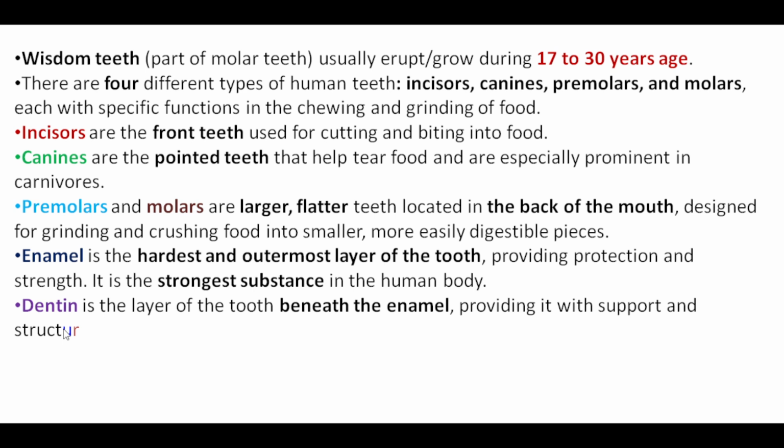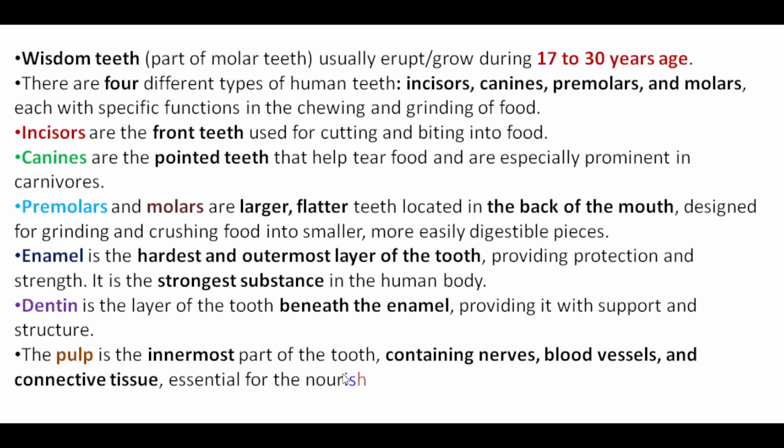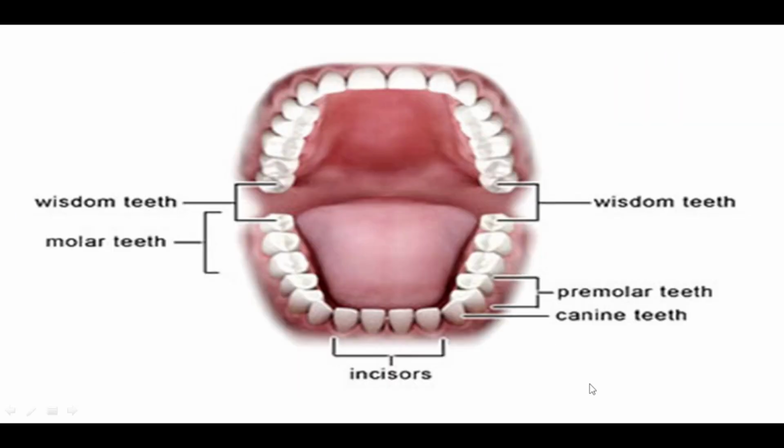Dentin is the layer of tooth beneath the enamel, providing it with the support and structure. The pulp is the innermost part of the tooth, containing nerves, blood vessels, and connective tissues, essential for the nourishment and sensory function of the tooth.